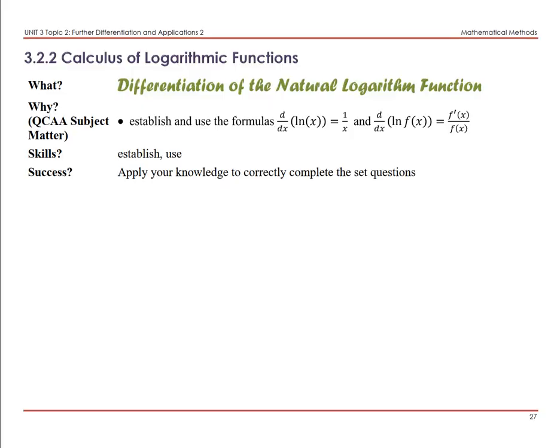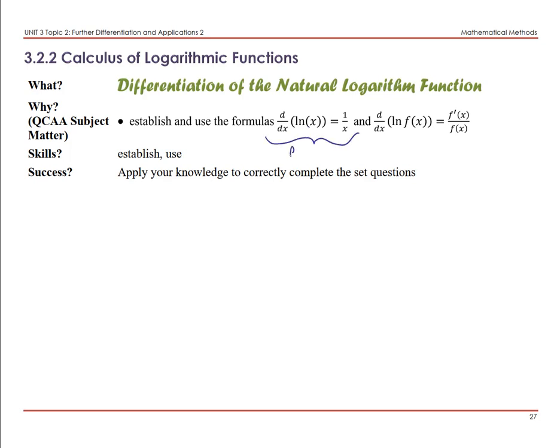This video goes through the differentiation of the natural logarithm function. Now, our QCAA subject matter is to establish and use the formula d dx of ln of x is 1 over x and d dx of ln of f of x equals the derivative of f of x over f of x.